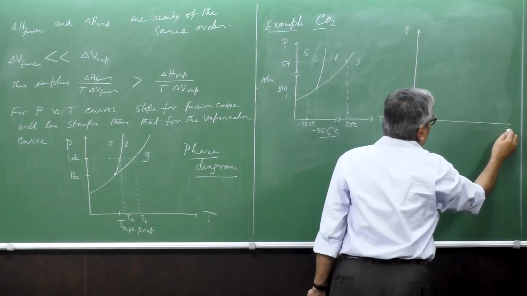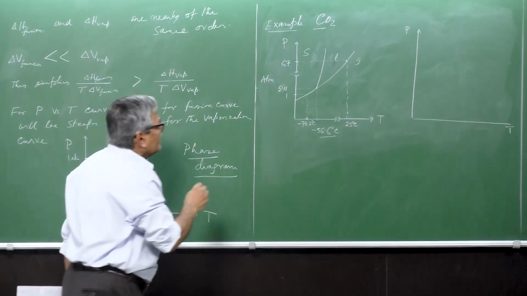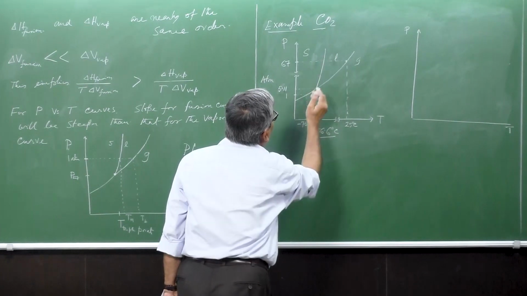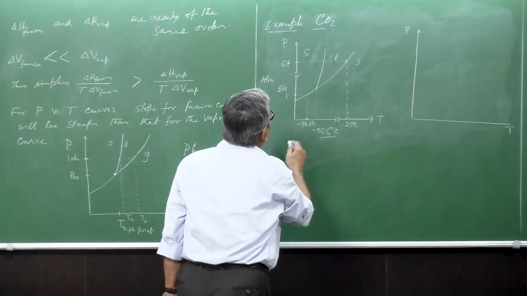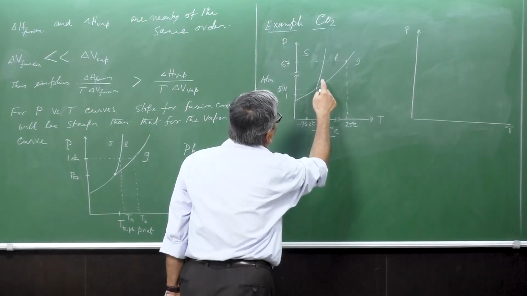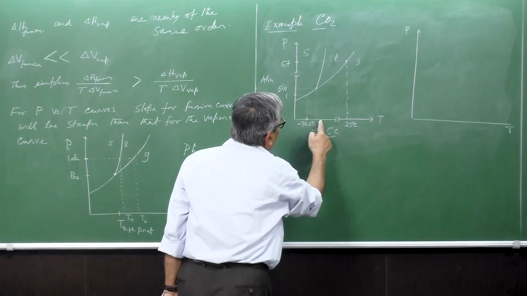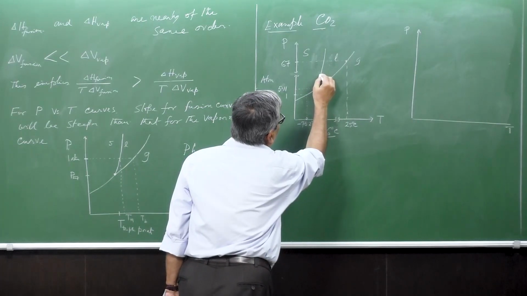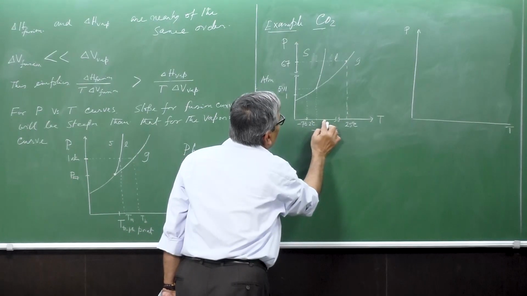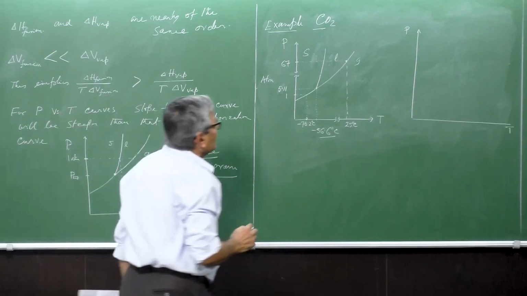P versus T. Another point we might note here, since this is a curve, is that this is a positive slope. Because of the positive slope, if we increase the pressure, the temperature will increase. That means along this curve, if you move from lower pressure to higher pressure, the melting point will increase.